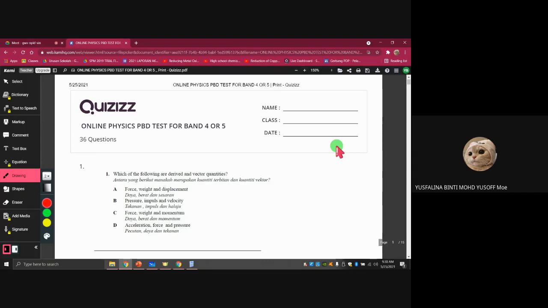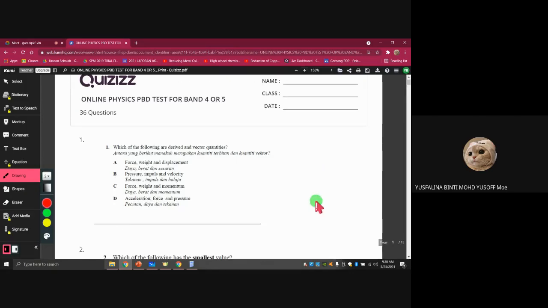So let's see the question first. Which of the following are derived and vector quantities? So what is a derived quantity? If you want to derive a quantity, we use the base quantities and use multiplication or division, or both, and we can derive the derived quantity. It means it consists of more than one base quantity.